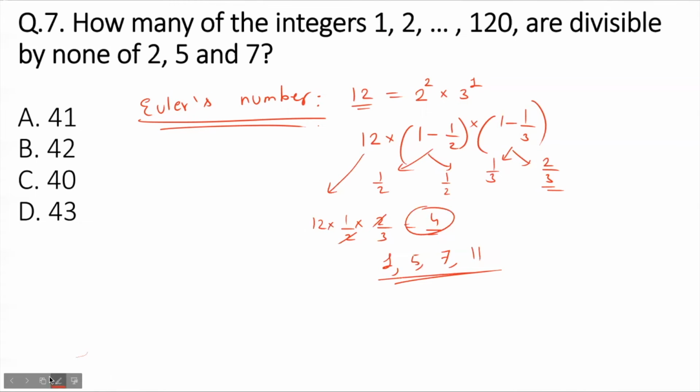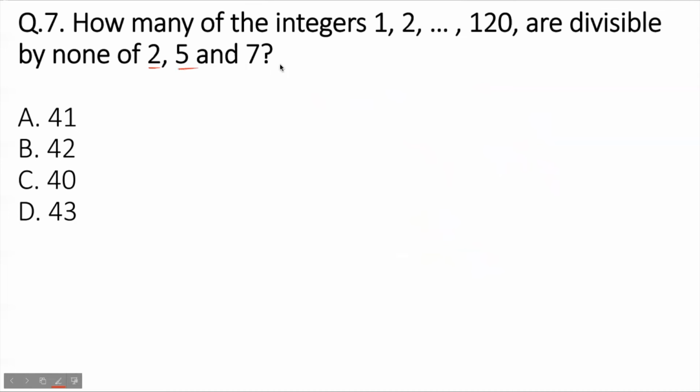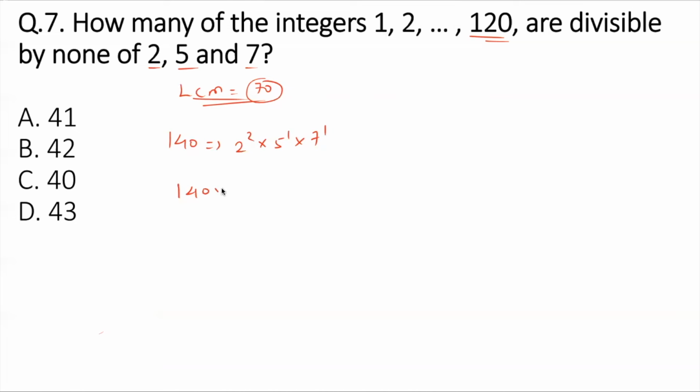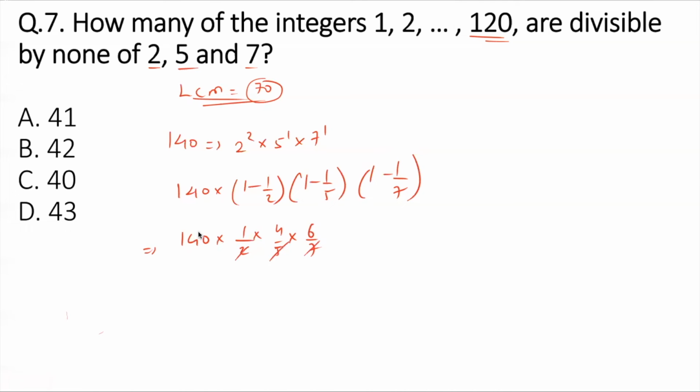So same thing we'll do here. 2, 5, and 7 have the least common multiple, that is 70. The nearest multiple of 70 to 120 is basically 140. So we start by prime factorizing the number 140. 140 is 35 fours. So 2 squared into 5 raised to 1 into 7 raised to 1. So how many numbers are less than 140 and co-prime with it? Same logic: 1 minus 1 by 2, 1 minus 1 by 5, 1 minus 1 by 7. This will be 140 into 1/2 into 4/5 into 6/7. So 5 sevens are 35, twos are 70. What remains is 2. So there are 48 numbers which are less than 140 and co-prime with it.